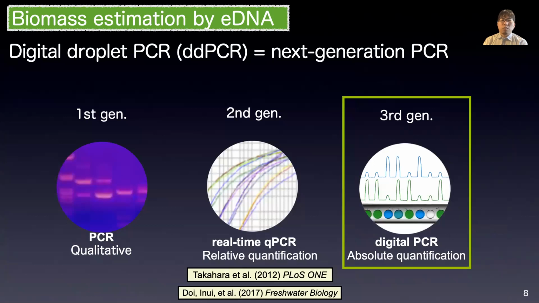These 2 studies were conducted using real-time qPCR, and we also applied biomass estimation by eDNA using digital droplet PCR, ddPCR. It is a kind of next-generation PCR with absolute quantification. The PCR mixture is divided into droplets, and then we measured each droplet using flow cytometry, and evaluated the absolute quantification of DNA concentration.